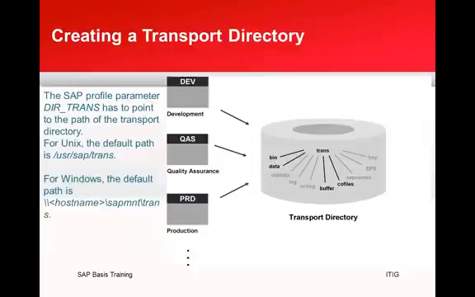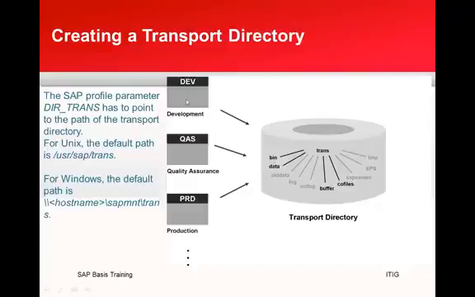So this is showing you a transport directory. In a Unix system you have a transport folder called /usr/sap/trans, and the parameter for that is DIR_TRANS. Here you can see this is the profile parameter, the directory location. In Windows you will see it by this name: //hostname, basically the name of the host, /sapmnt/trans. So this is in a Windows system.